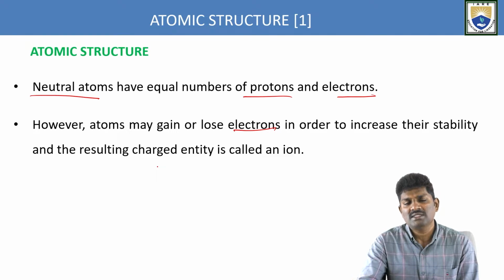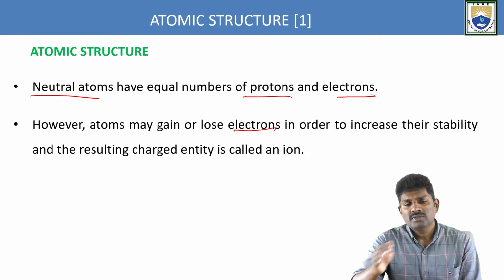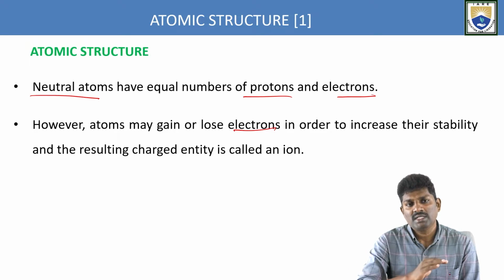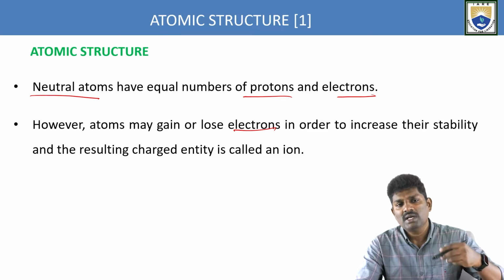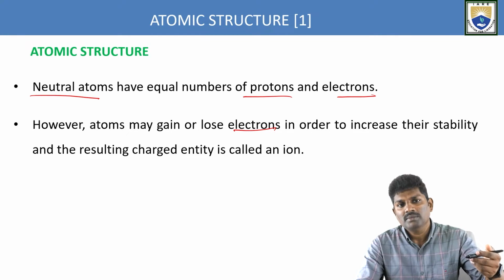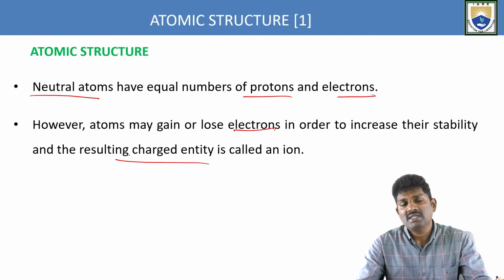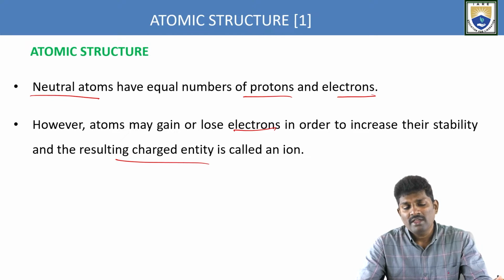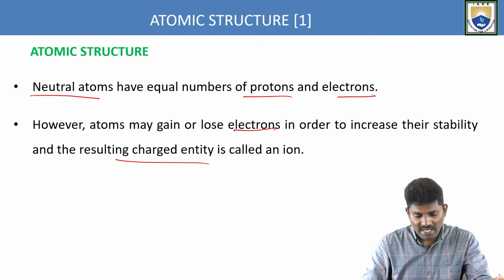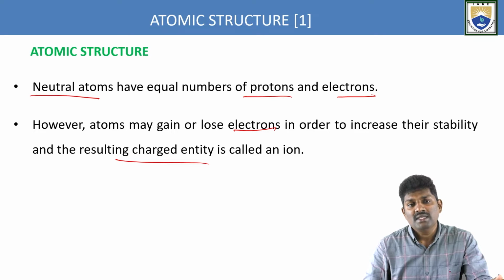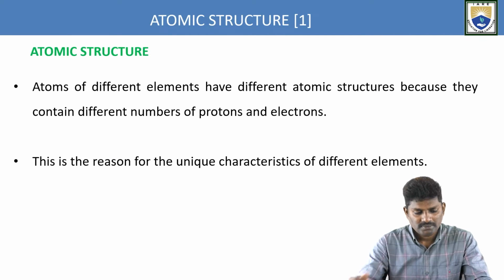So there is some change in the charge, is it not? When you're giving something, the charge will change either from positive to negative or negative to positive. So there is a change in the charged entity, and this type of thing is called an ion. So what is an ion? An atom which is losing or gaining electrons in order to increase its stability is called an ion. So this ion refers to the change in the charged entity.